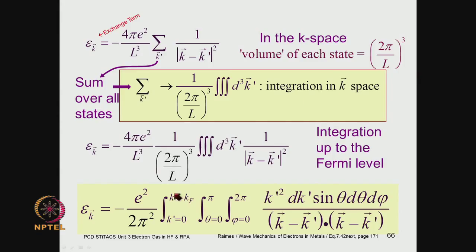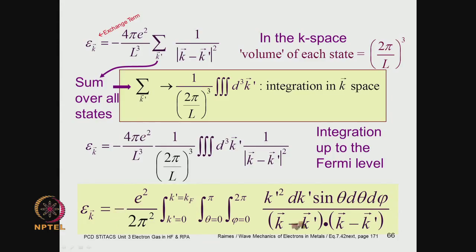So if the Fermi level corresponds to a momentum in units of h cross, which is given by kf, then integration over the variable k prime will go from 0 through kf, and then in the spherical polar coordinate system in the momentum space you will have theta going from 0 to pi and phi going from 0 to 2 pi, and then of course you have the modulus square of this difference vector, which is k minus k prime, which I have written as a dot product between this vector with itself.